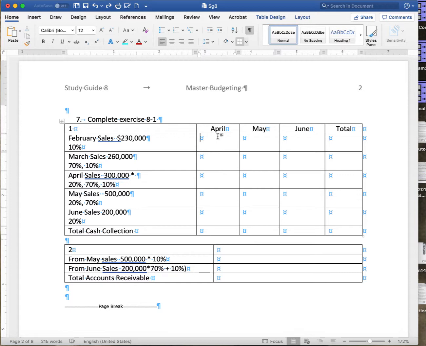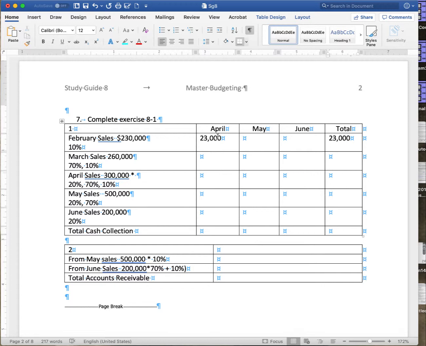February, that was 2 months ago. I made sales of 230,000. Am I going to collect any of that cash in the month of April? Well, I sure am. I'm going to collect 10% of that. So in April, I'm going to collect 10% of February sales. 10% times 230,000 is $23,000. So that means in total, I've collected 23,000 in the second quarter from first quarter sales.